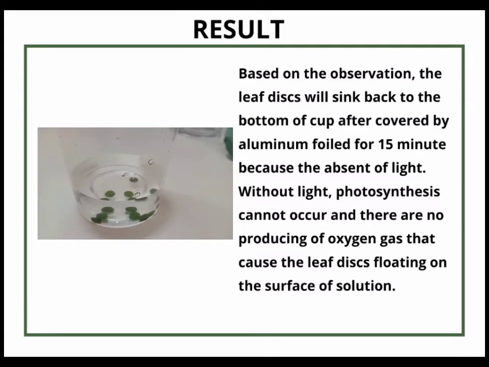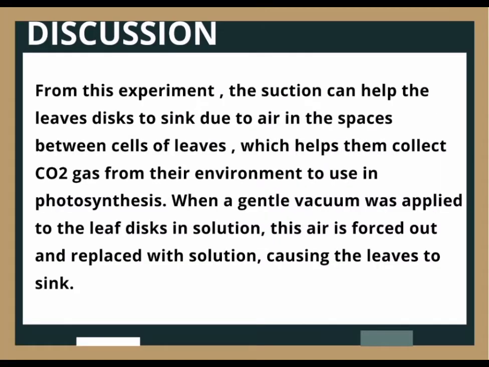From this experiment, the suction helps the leaf discs to sink due to the air in the space between cells of the leaf, which helps them to collect carbon dioxide gas from their environment to use in photosynthesis. When a gentle vacuum is applied to the leaf discs in solution, this air is forced out and replaced with solution, causing the leaf to sink.